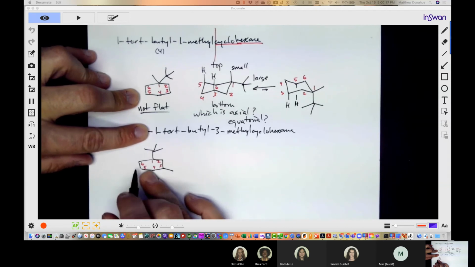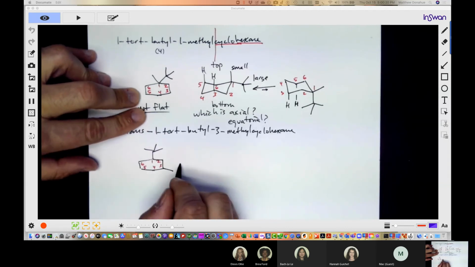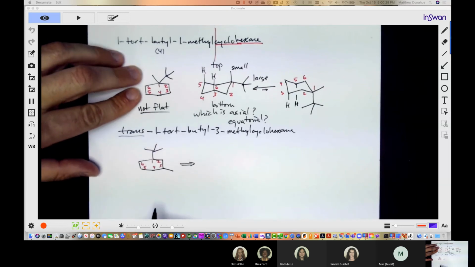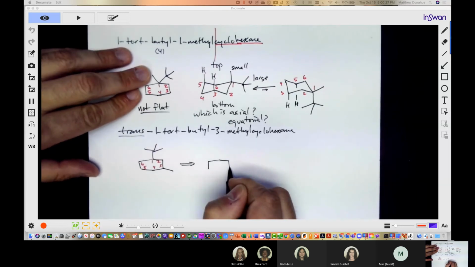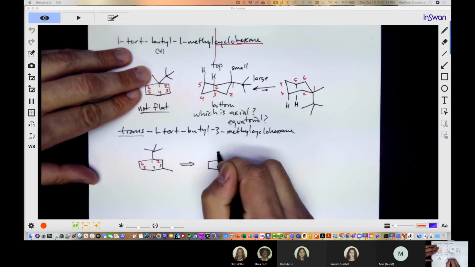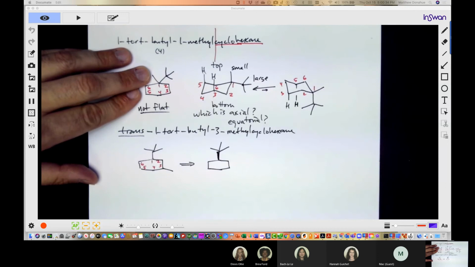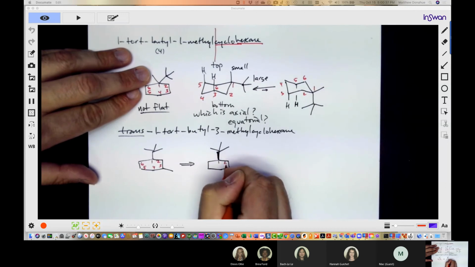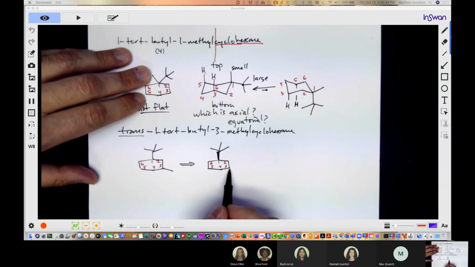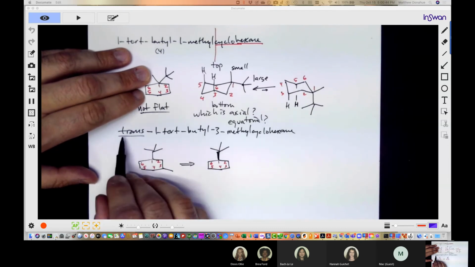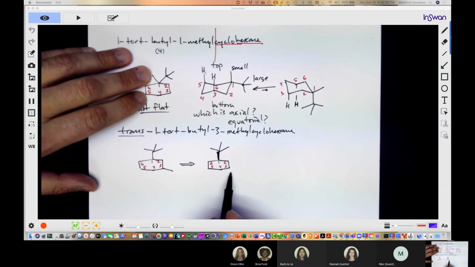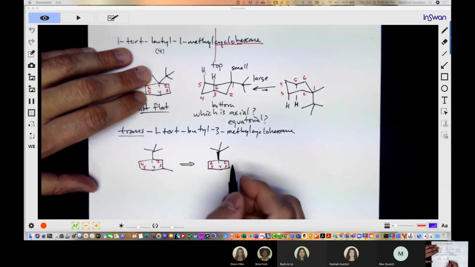So now that's our first approximation. Let's do our second approximation, where we actually consider what trans means. If I draw the tert-butyl group like this, how should I then represent the methyl group at position 3 if we want it to be trans? Should I put a wedge or a dash here? We're going to put a dash.